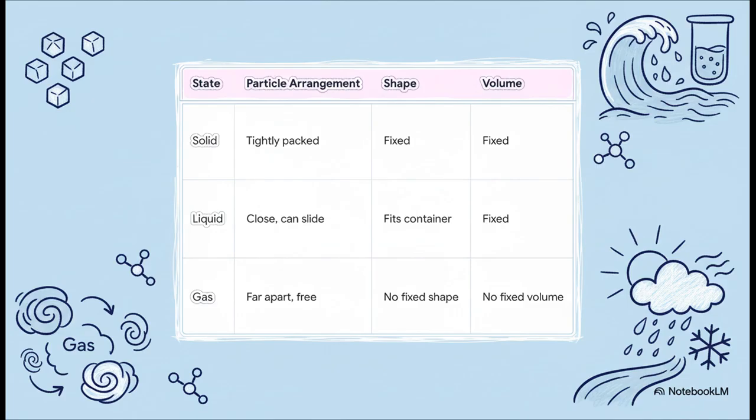Okay, this chart really breaks it down for us. When you're looking at a solid, think of the particles as being totally locked in a tight formation. Then you've got liquids, right? They're still close, but now they've got a little wiggle room to slide past each other. And in a gas, whoa, they are completely free, just zipping all over the place with tons of space between them. It's this difference, how the particles are arranged, that gives each state its own special properties, like its shape and how much space it takes up.